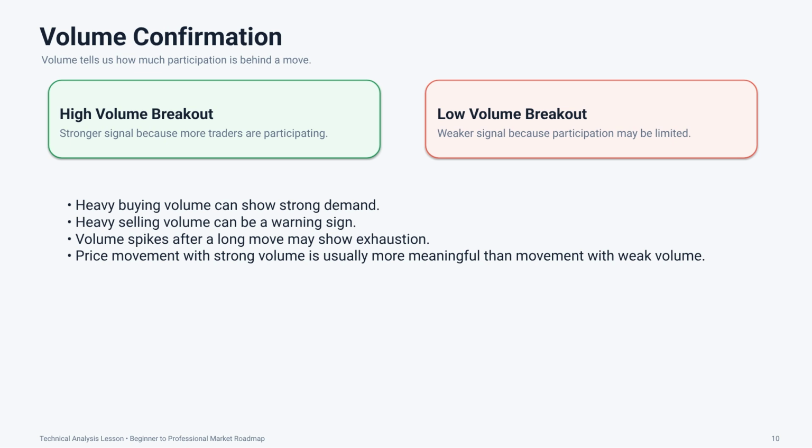The main lesson is this. Price movement with strong volume is usually more meaningful than price movement with weak volume. But remember, volume should still be used with price action. A good breakout is not just price moving above resistance. A stronger breakout happens when price breaks the level, volume increases, and the candle closes with strength. So when we look at volume, we are asking, is this move supported by real participation? If the answer is yes, the signal becomes stronger.